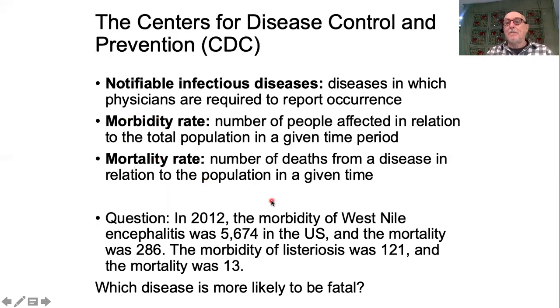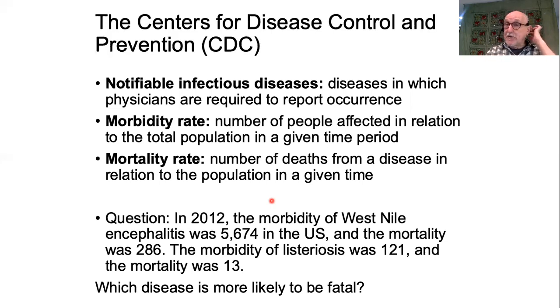So, for example, let's have a look at two diseases. One of them entered the United States and is a periodic disease, periodically epidemic. Let's put it that way. It rears its ugly head every now and again, and that is West Nile disease.